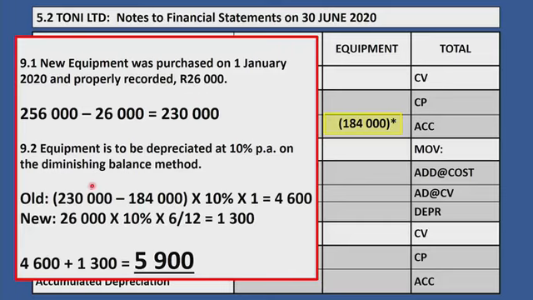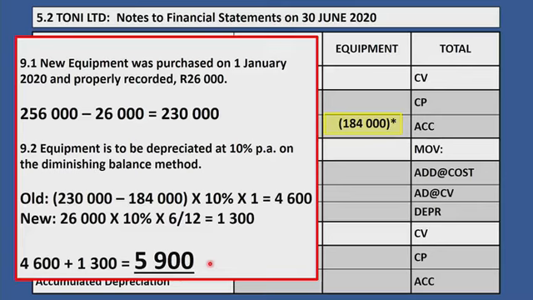Then we're also going to show depreciation. Now, because of the addition, the 230 plus the addition, you have to separate. Your old equipment will be diminished balance method 10%. There's your answer. But the depreciation on the new one depends on when we bought it. And look up there. It says we bought it the 1st of January. And that's my year end. So for 6 months, depreciation is calculated. And there's your total.